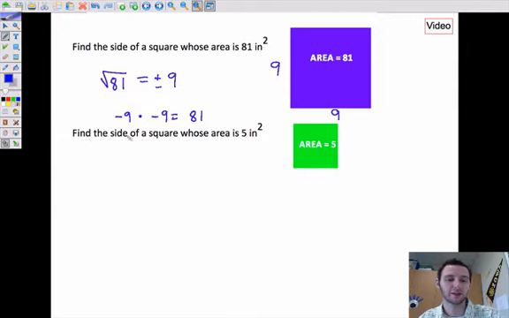So in the second one, we're again finding the side length, but this time the area is 5. So we're going to find the square root of 5. And if you punch this into a calculator, you will get a pretty long decimal, somewhere between probably 2 and 2.5 or so, maybe in the 2.3 range.